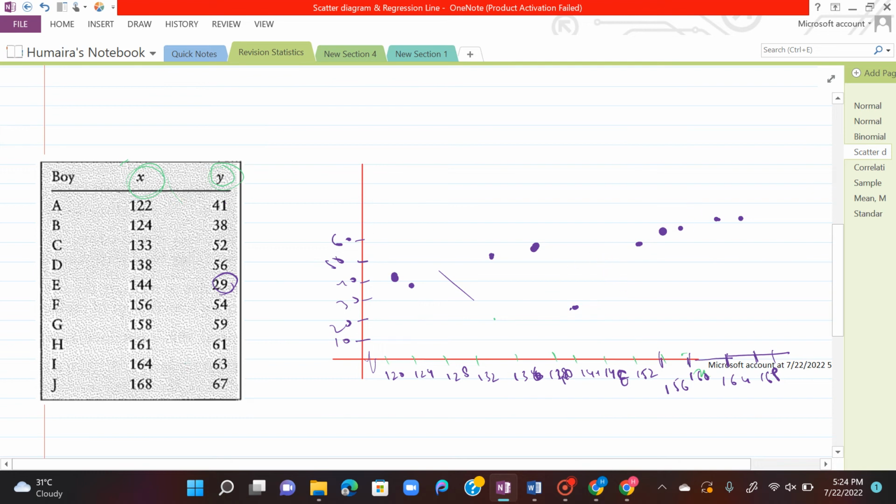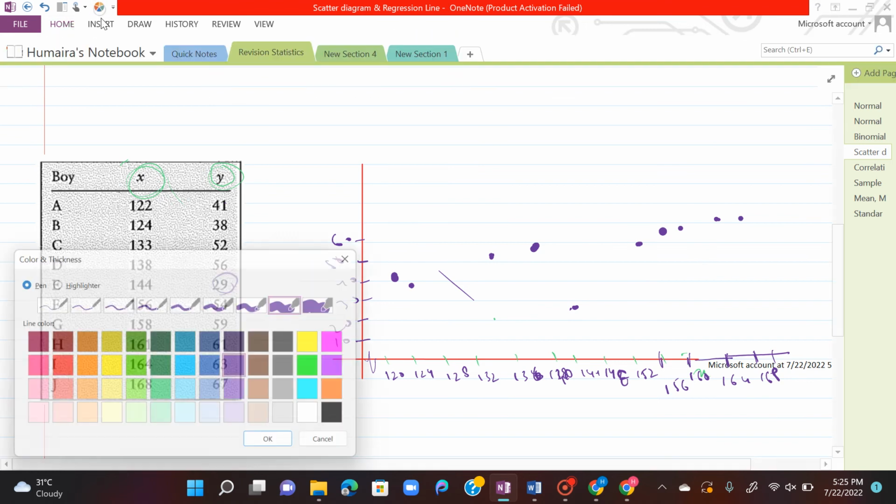But anyways, I'm just telling you how to make a scatter diagram. So this is a way to make a scatter diagram. Do not mark any lines over here, do not connect them with lines. Just leave it as it is. This is your scatter diagram, right?